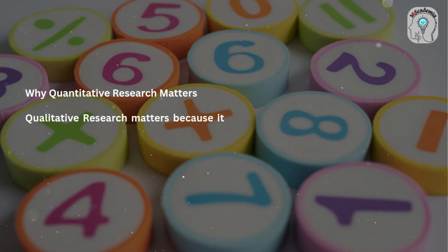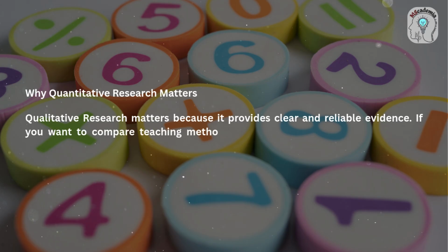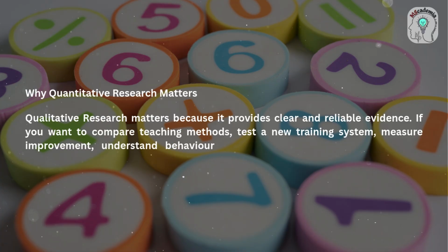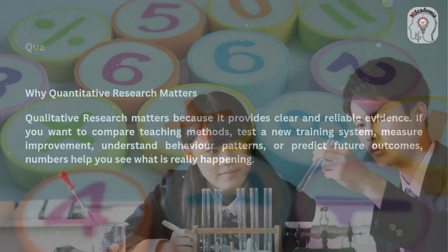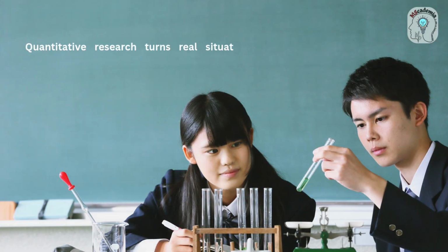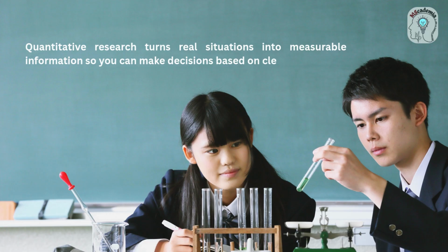Quantitative research matters because it provides clear and reliable evidence. If you want to compare teaching methods, test a new training system, measure improvement, understand behavior patterns, or predict future outcomes, numbers help you see what is really happening. Quantitative research turns real situations into measurable information so you can make decisions based on clear evidence.